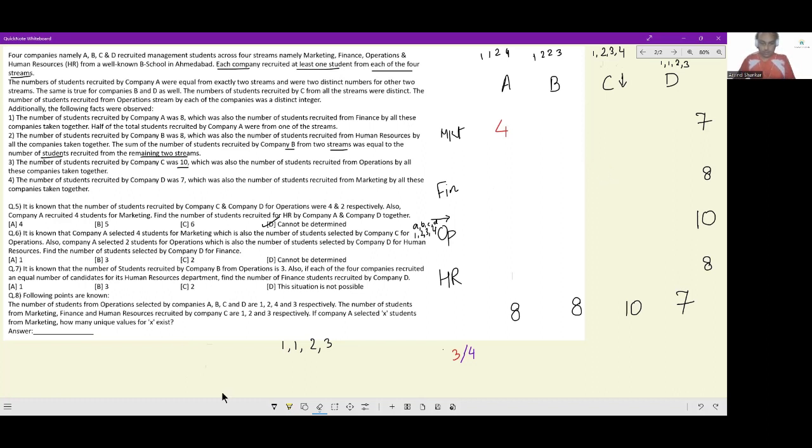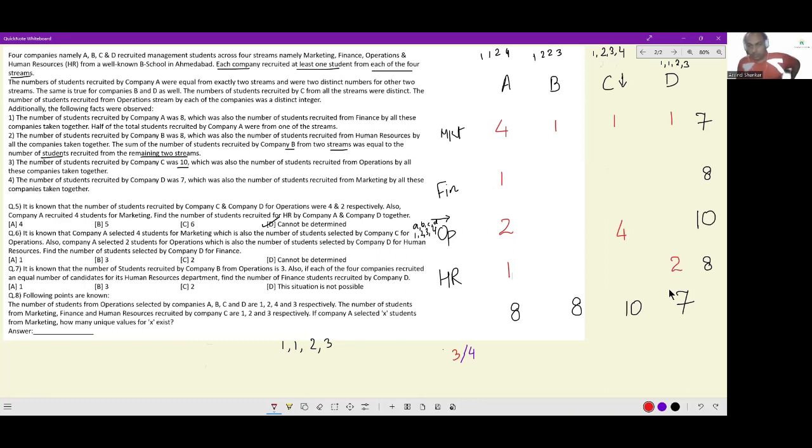So we start again with our working. C had 4, A had 4 in marketing, C had 4 in operations. Because A had 4 in marketing, these 3 will become 1, 1, 1. This is fine. Also, A selected 2 students for operations. A had 2 students in operations. Now look at A: had 1, 1, 2, 4 people hired. 2 and 4 are already used up. So this has to be 1. This has to be 1. This is done. This is also the number of students selected by company D for human resources. So D has 2 people in human resources.